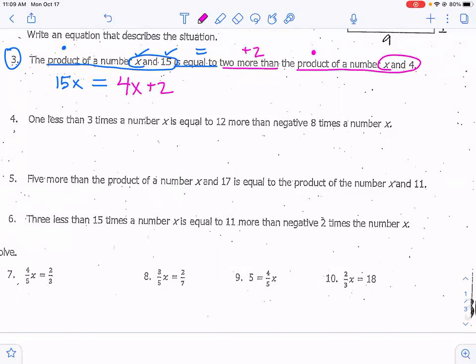Now, Brady, if you wrote it as 2 plus 4X, would that mean the same thing? It would. So if you wrote 15X equals 2 plus 4X, that would mean the same thing. So I'm okay either way.